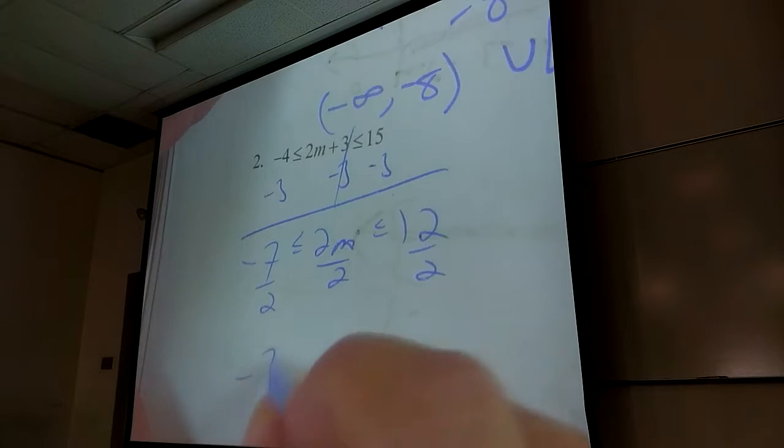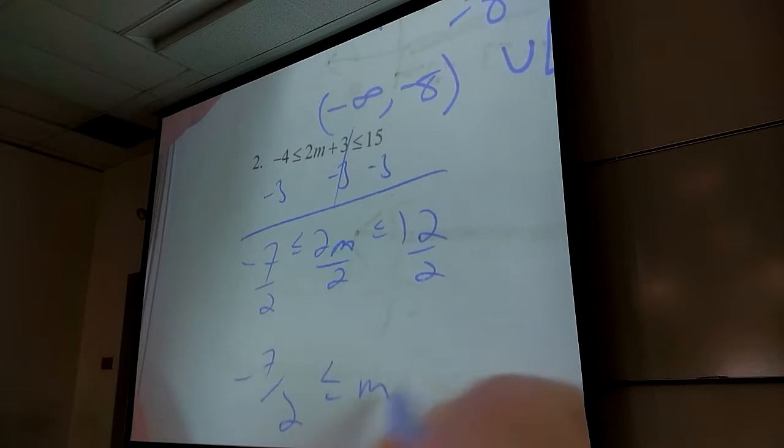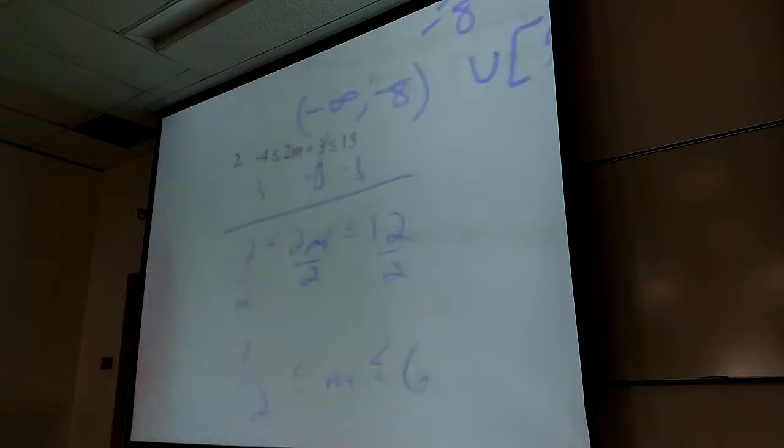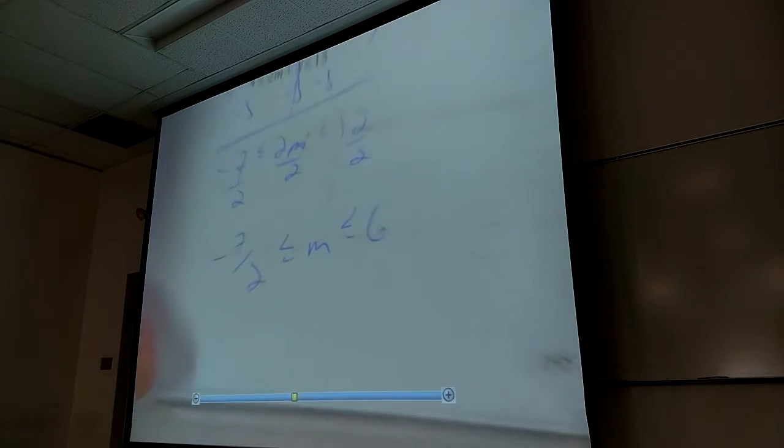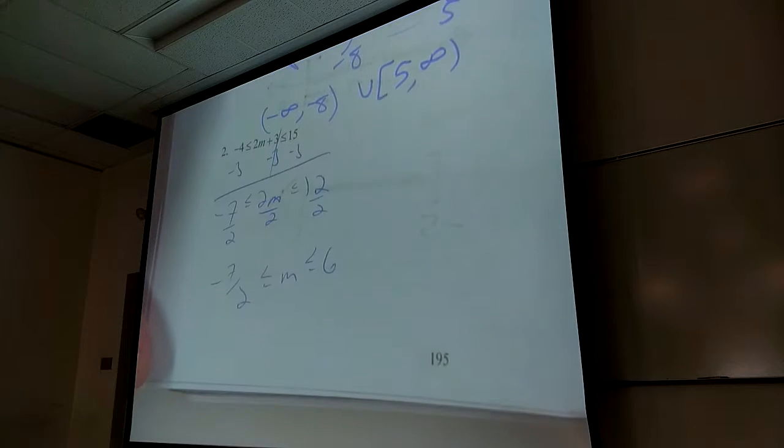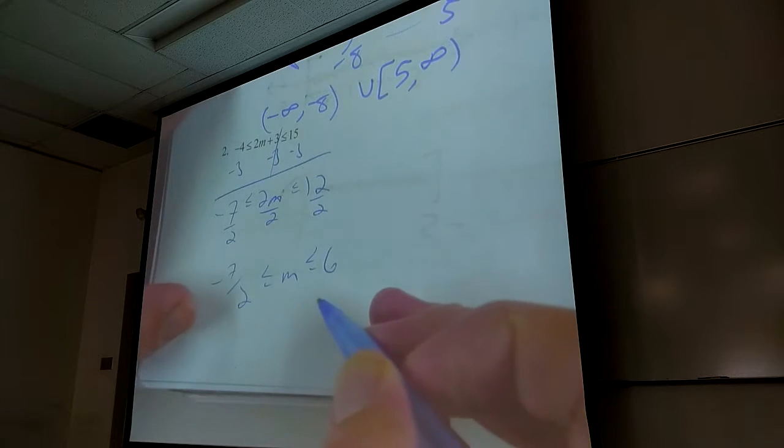So you get negative 7 halves, less than or equal to m, less than or equal to 6. Now how would I graph that?